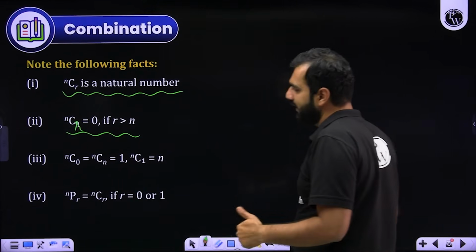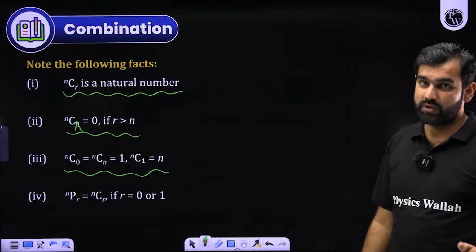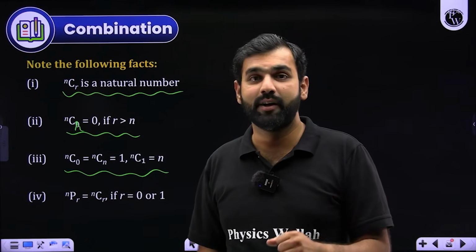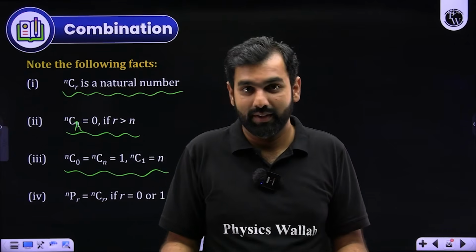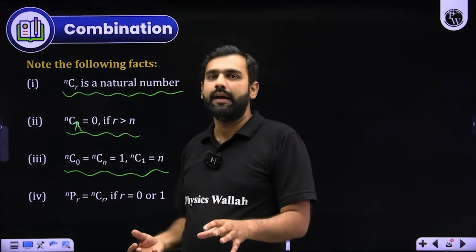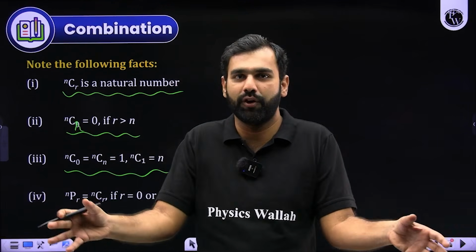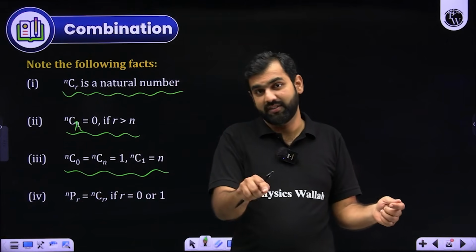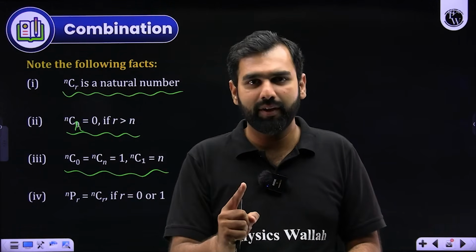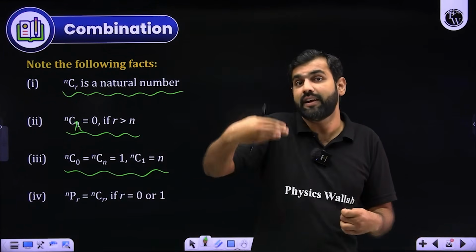Now, the next funda is nC0 and nCn are always 1 and nC1 is always n, which means out of n objects, 0 objects can be selected in one way. What is that one way? You didn't select any object. That is also one way. Let's say I went to a marriage party and I did not eat anything. I had 7 dishes right there in front of me. So out of those 7 dishes, if I didn't eat anything, in how many ways did I attend that party? One way. I attended it and I did not eat anything. That is also one of the ways of attending the party.